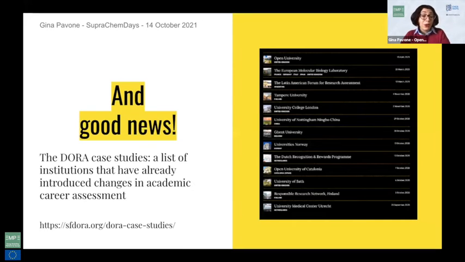And again, good news, DORA has selected a list of case studies. This is a list of university and research institutions that have already introduced changes in the academic career assessment. So, for example, as you can see, we have Ghent University, a university in Norway, and many, many others which have already abandoned the impact factor and the bibliometric indexes and are embracing new ways of evaluating researchers and research.